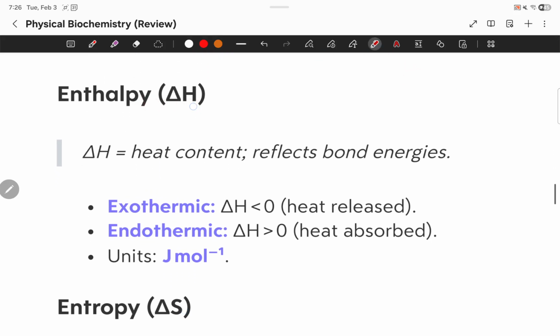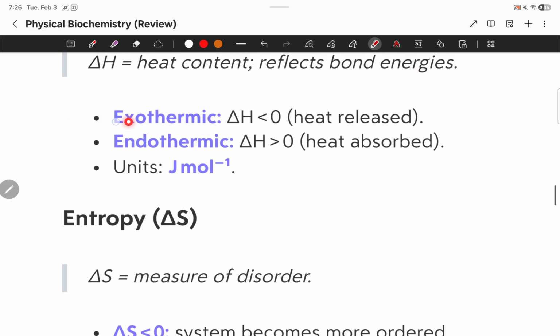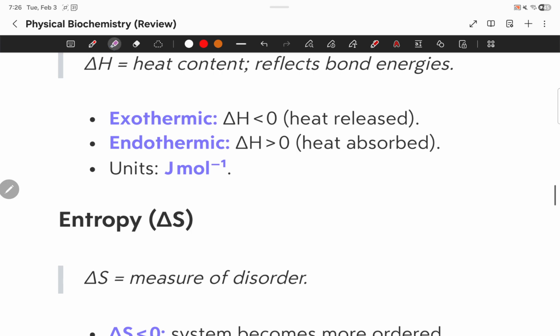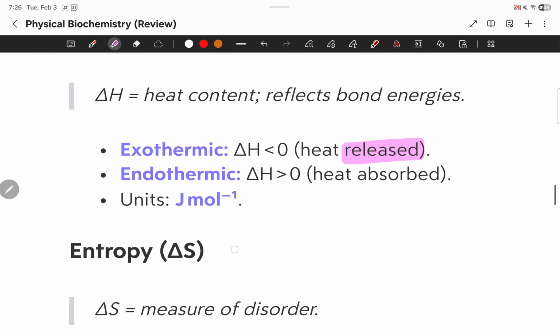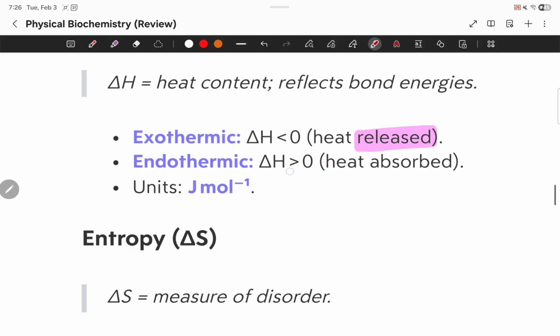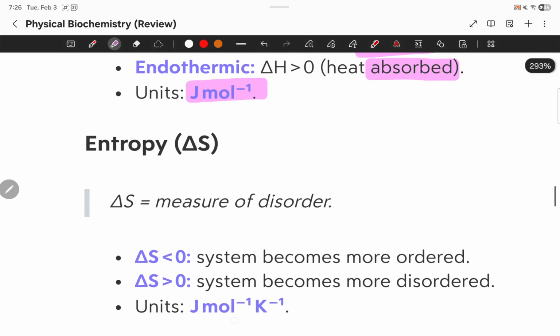Now, talking about the enthalpy. Enthalpy is basically delta H, and it stands for heat content. It basically reflects the bond energies, okay? We have exothermic, where delta H is less than 0. Heat is being released. Remember that. And then we have endothermic. Basically, delta H is greater than 0 and heat is being absorbed. The units are joules per mole.